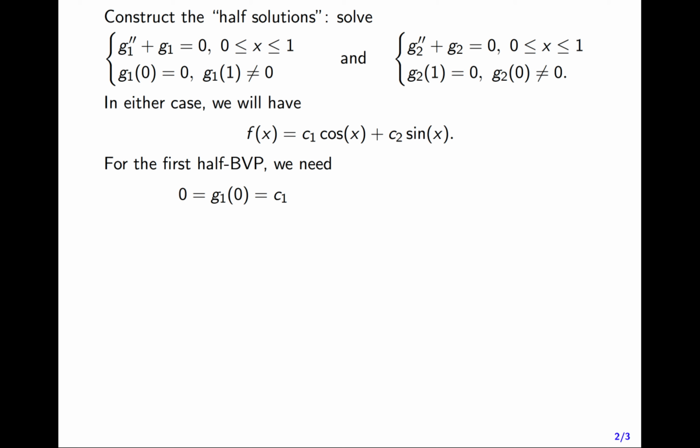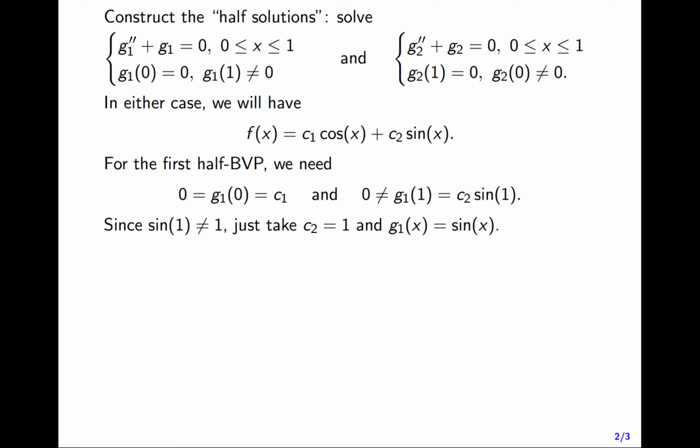So for the first half BVP, what do you need? 0 equals g1 of 0, so that means c1 has to be 0, and you need g1 of 1 to be non-zero, so you need c2 times sine of 1 to be non-zero. Well, as long as you take c2 to be something other than 0, the product c2 times sine of 1 will be non-zero. So just take c2 equal to 1. Don't make your life harder than it has to be. And that'll give you g1 of x equals sine of x.